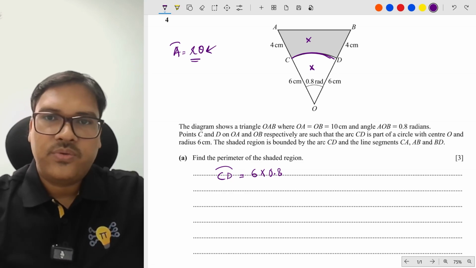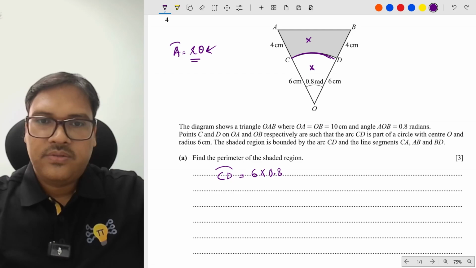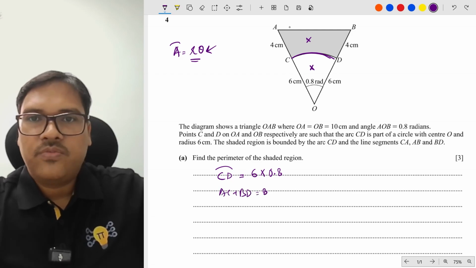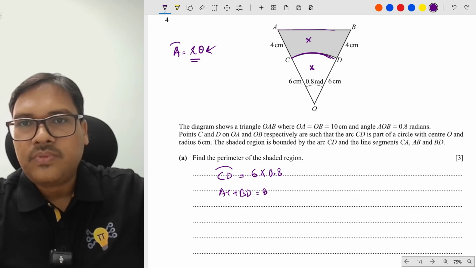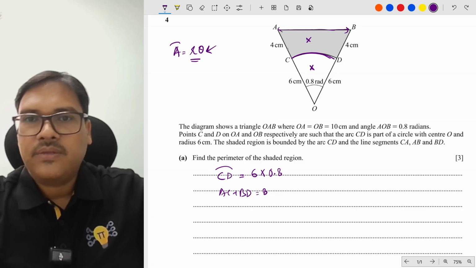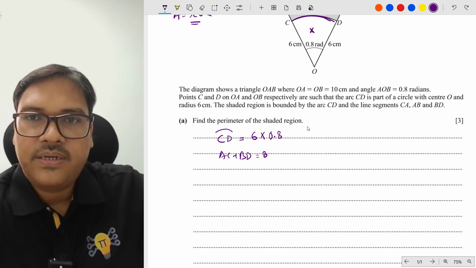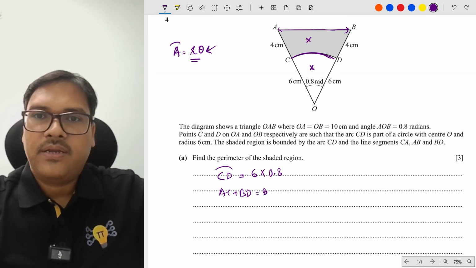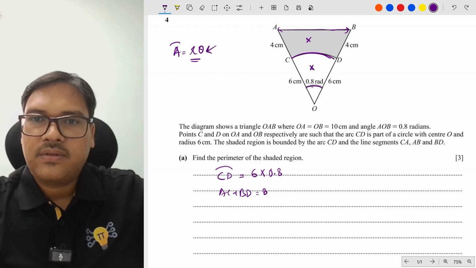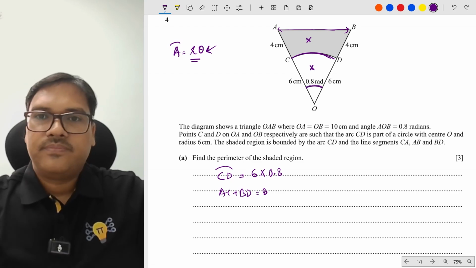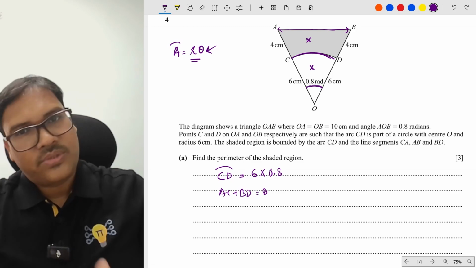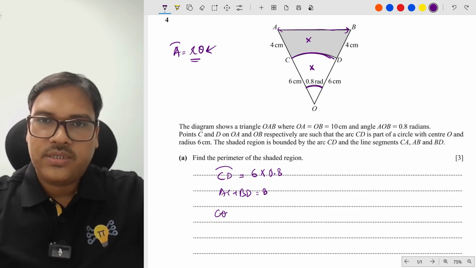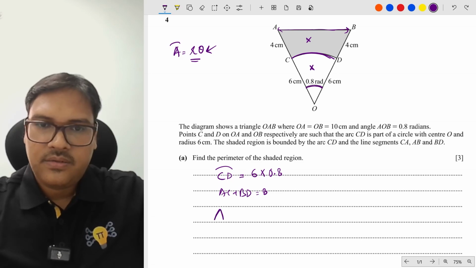Now we know this is AC and BD. These are AC plus BD is equal to 8. Now we need this also. Now how will you get the length BD? So you can see, for finding BD, you can use this triangle OAB. In OAB, we know this angle. We know this angle. So what we can do is we can use the cosine rule also, right? So what is side AB?